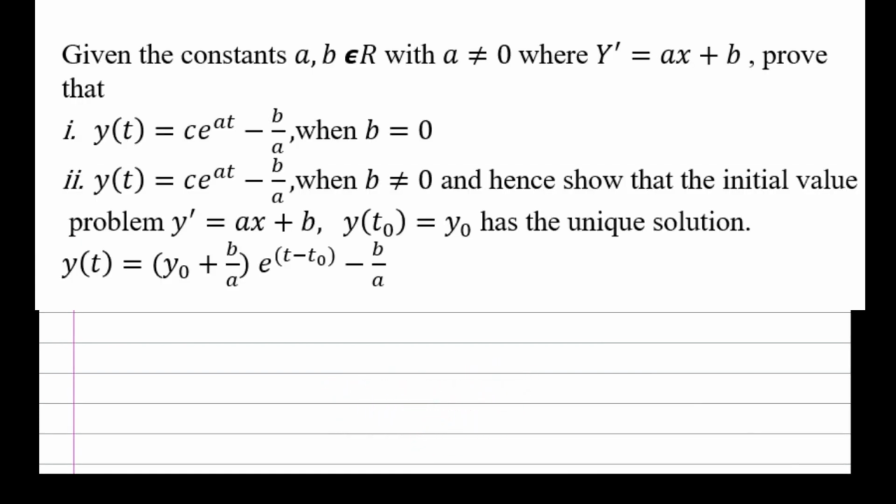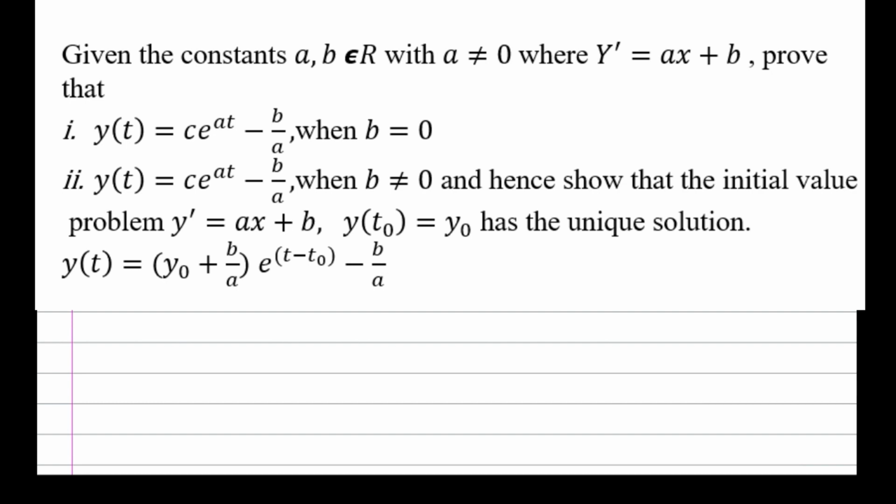Now, this is a question given to us. The question says that given the constants a, b, which all belong to the real numbers, where a is not equal to 0, we have y prime equal to ay plus b, which is the general formula of the linear differential equation of the first order, because the differential is only one, so its power is 1. Therefore, we shall prove that y of t is equal to c e exponent at minus b over a when b is equal to 0.